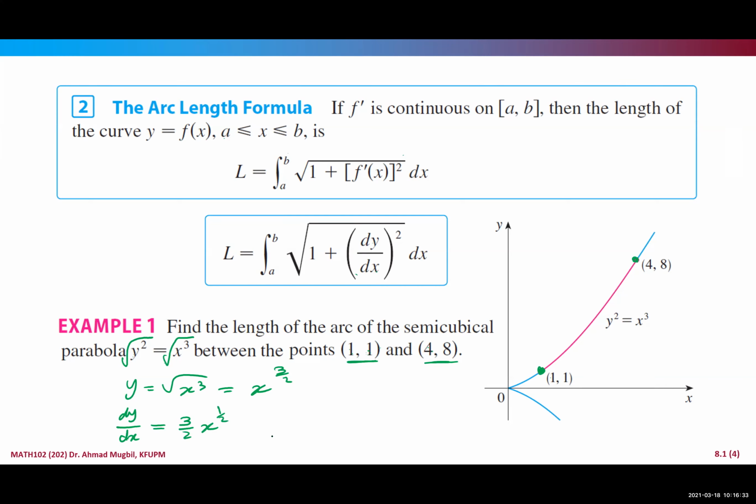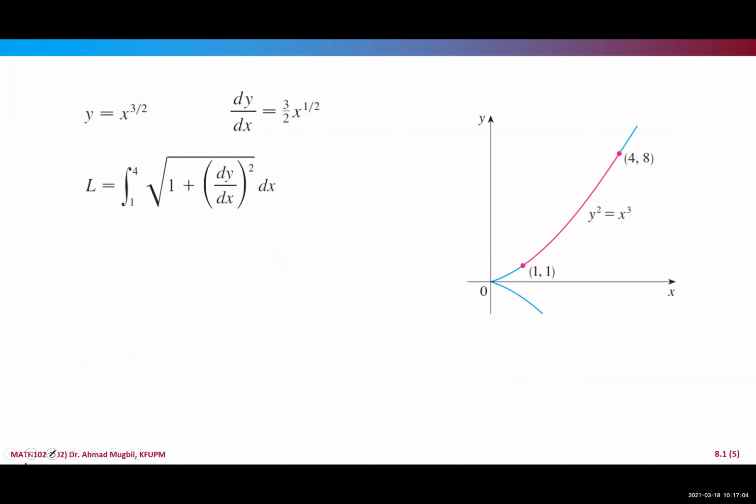What is good about this formula is that it combines Math 101 with Math 102. You have the derivative, you have the integral. So be careful when you integrate and differentiate. Now this is dy over dx. Next, we will square it. So it will be 9 over 4 x to the power 1. Now you will just substitute here by 9 over 4 x. Here we are. This is y, this is the derivative, square it. This is what you have.